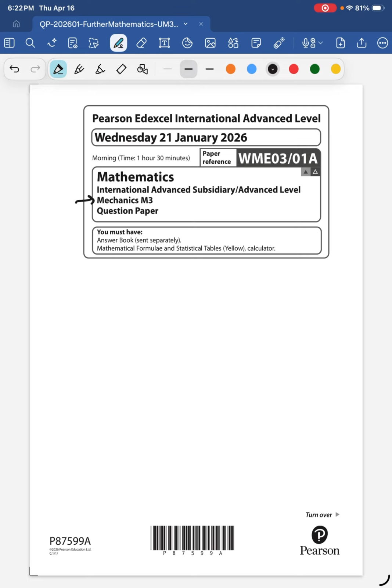Okay. So this is the second paper I'm going over, and this is Mechanics M3, and it's from January 2026. And as you might recall, the other paper I uploaded is also Mechanics M3, also from 2026. And the reason is that now Edexcel outputs two papers. The one is called M3 and the other one is called M3A.